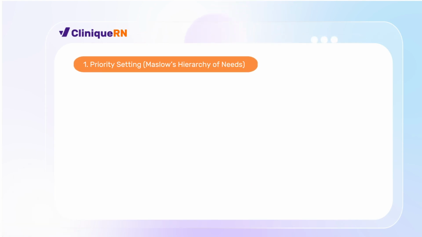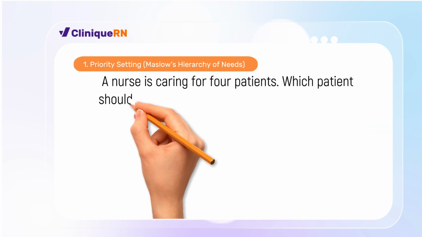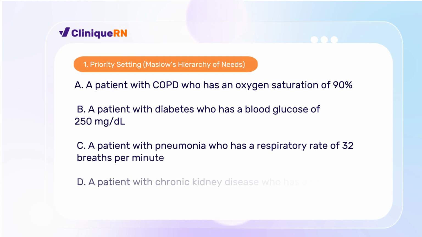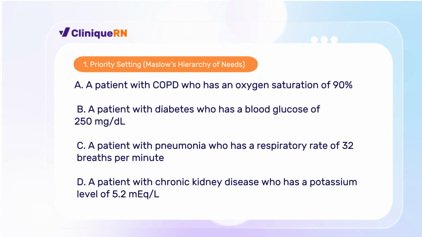One. Priority setting. Maslow's hierarchy of needs. Question. A nurse is caring for 4 patients. Which patient should the nurse see first? A. A patient with COPD who has an oxygen saturation of 90%.